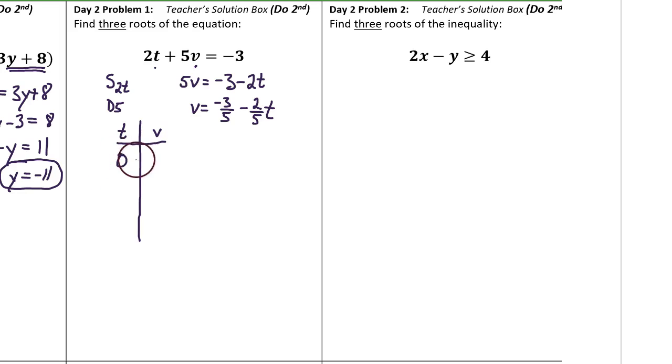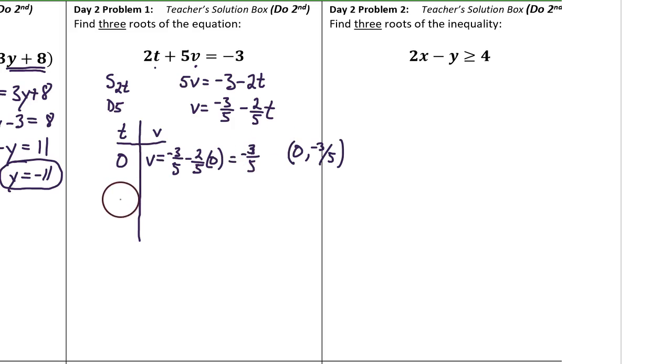I'm going to choose a 0 for t. v equals negative 3/5 minus 2/5 times 0. 2/5 times 0 is 0, so this is negative 3/5. Let's write this information in parentheses. When t is 0, the v value is negative 3/5.